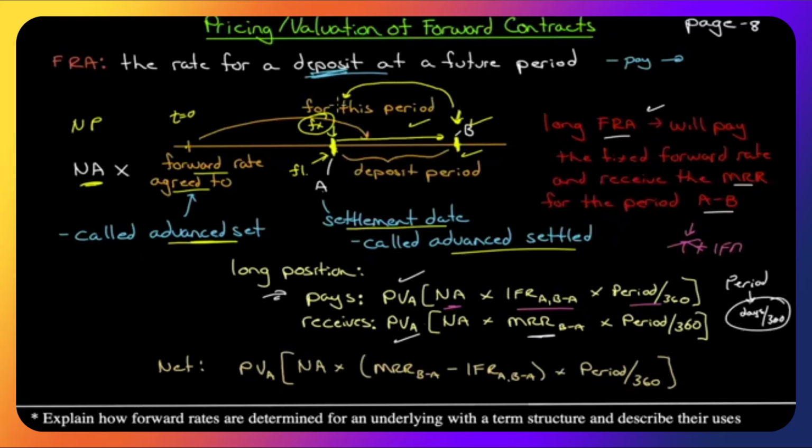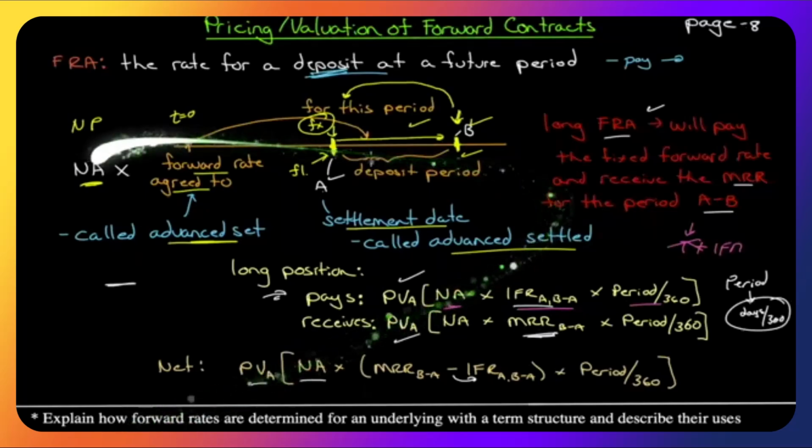If I know I'm going to get $1 in a month, well, then I know how much it's worth today. I can figure out the value of it today. So let's net them out. Well, it's the PV of both things. Both have NA. And since we are receiving MRR and paying IFR, anything you pay, stick a negative sign in front. So if you're always confused as to, well, is it MRR minus IFR or is it IFR minus MRR, just say, well, what am I paying? I'm paying the IFR, so that's going out. Stick a negative sign in front of the IFR so you know the negative sign goes in front of IFR. Times period over 360, and that is how we calculate the settlement amount.